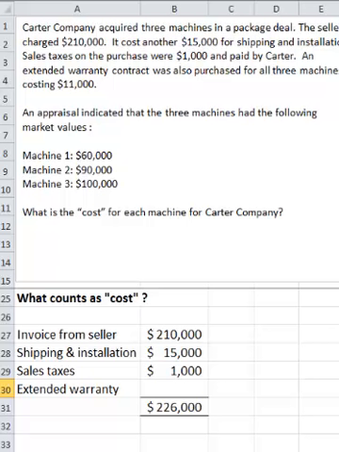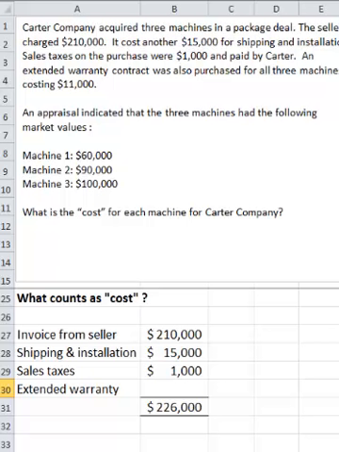So there's a number of things that can be included in the cost of equipment. Transportation in, insurance while it's being transported, sales commissions, installation costs, testing if you had to test it, anything that you incur to get it ready for use. But costs once it's in use are not part of the cost of the asset. Those are the cost of operating it. So the extended warranty would not be included in the cost. So the total cost of the basket of 3 machines is $226,000.